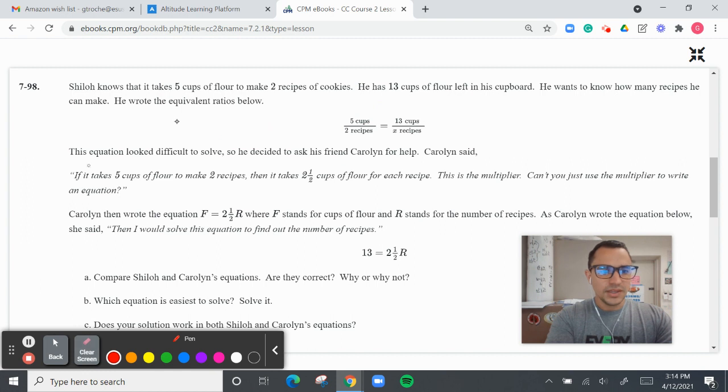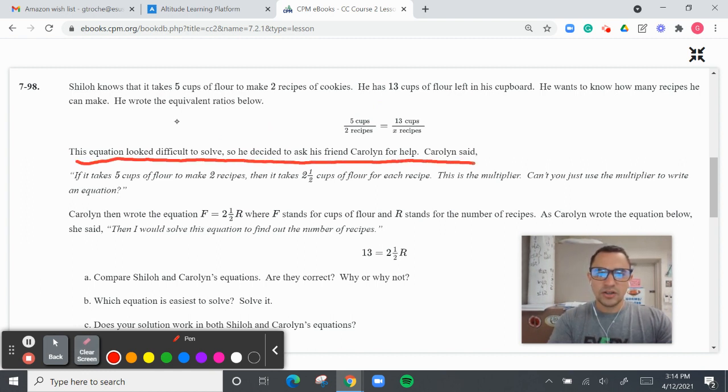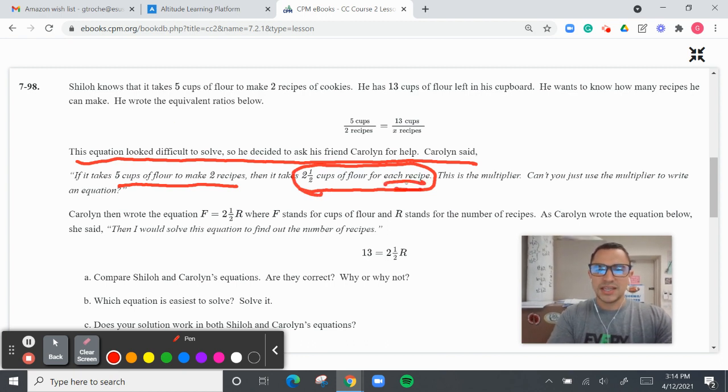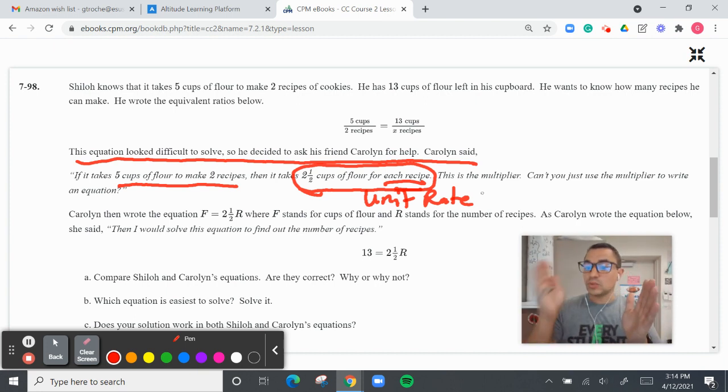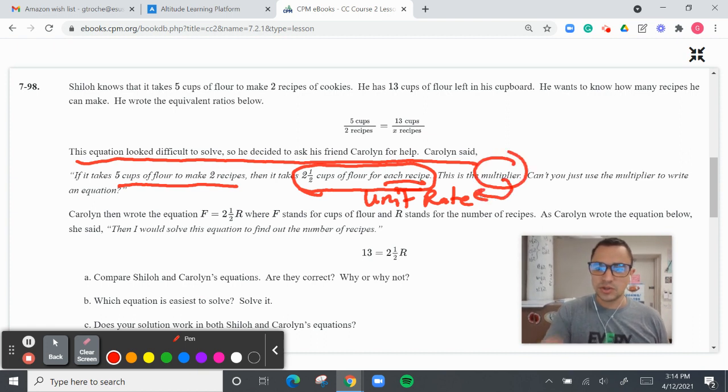However, this equation looks difficult to solve, so he decided to ask his friend Carolyn for help. Carolyn said 5 cups makes 2 recipes. Then it takes 2.5 cups for each recipe. So this is our unit rate that they're using here. They're using a unit rate, 2.5 for 1 recipe instead of 5 for 2. This is the multiplier. This is the unit rate. This is the scale factor or whatever you want to call it.